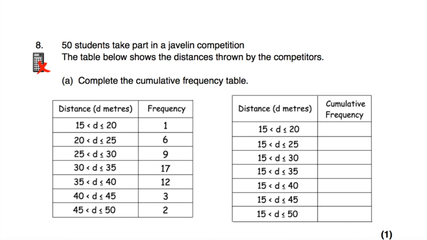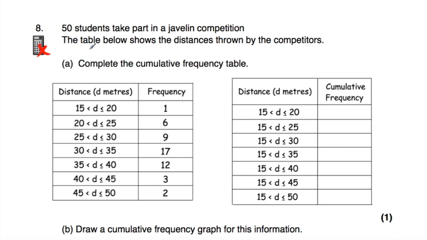Okay, let's look at our next question, question number 8. Question number 8 says 50 students take part in a javelin competition, and the table below shows the distances thrown by the competitors. So here we've got the information about the distances thrown.